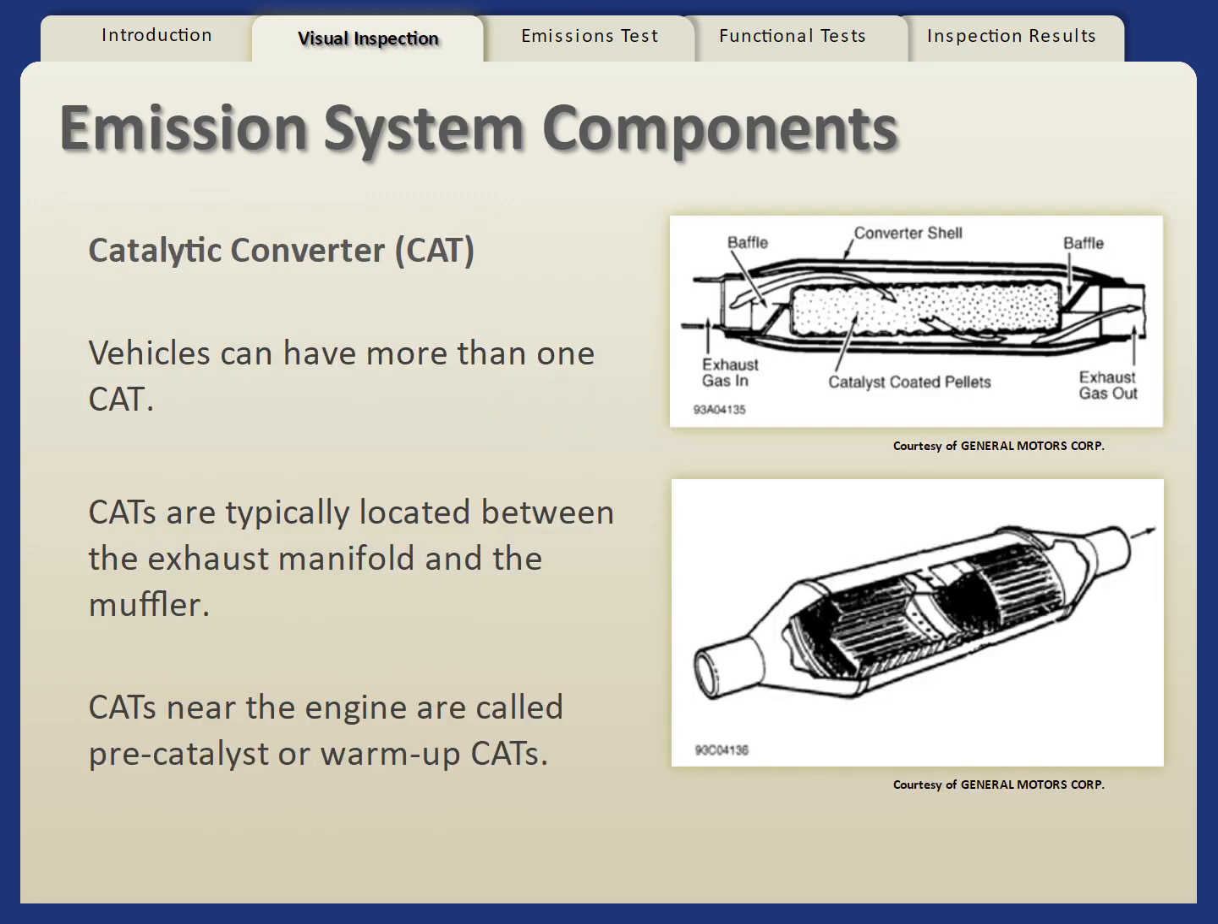The catalytic converter is designed to convert hydrocarbons, carbon monoxide, oxygen, and oxides of nitrogen into carbon dioxide and water. Most vehicles built from 1975 to present are equipped with one or more catalytic converters. Some vehicles have the catalytic converter located in the exhaust manifold, but most are located between the exhaust manifold and the muffler. Vehicles with multiple CATs have some located near the exhaust manifolds, commonly known as pre-catalytic converter or warm-up catalytic converter.